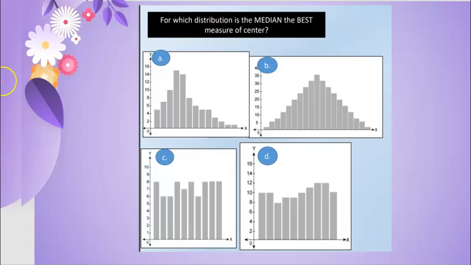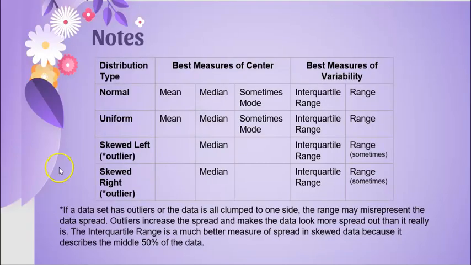If you picked A, that's the correct answer. Let's look. The median is right here. This is skewed, everything is skewed over. All the data is clumped over here. And remember what we said on our table here, that when there is a skewed set of data, that's the best measure of center. Skewed either left or right.